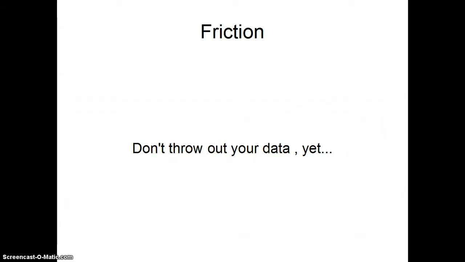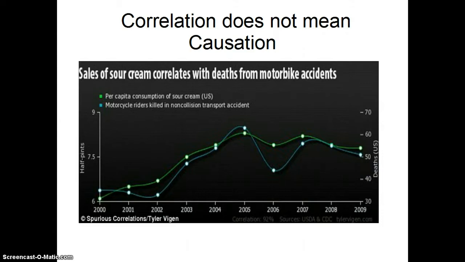A lot of this stems from the idea that correlation doesn't mean causation. I found this little chart about the sales of sour cream correlating with deaths from motorbike accidents. There's a pretty strong correlation between them, like 92%, so it seems as though clearly if people consume more sour cream, then more motorcyclists get killed. This is a little frightening considering I am a motorcyclist. So I'll make a small plea for all of you watching this video to stop consuming sour cream.